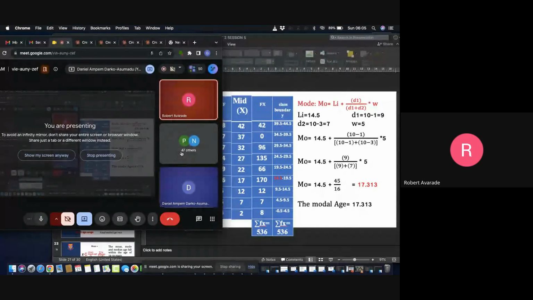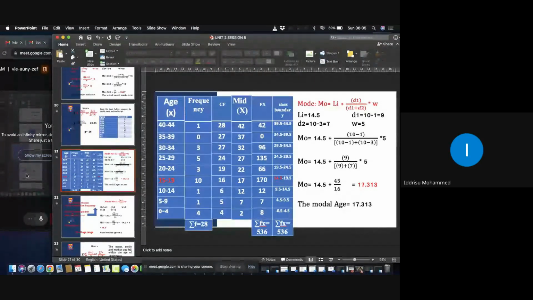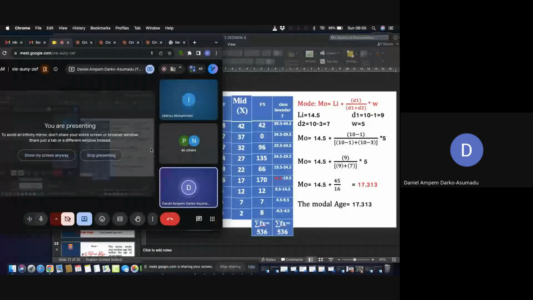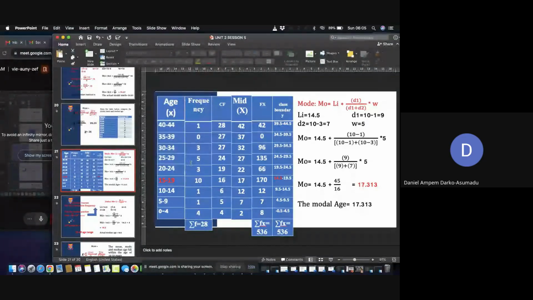Says the age group is 15 to 19. For the sake of those who don't understand, can you show us where or how you got that age group? If you can demonstrate to us using the cumulative frequency.